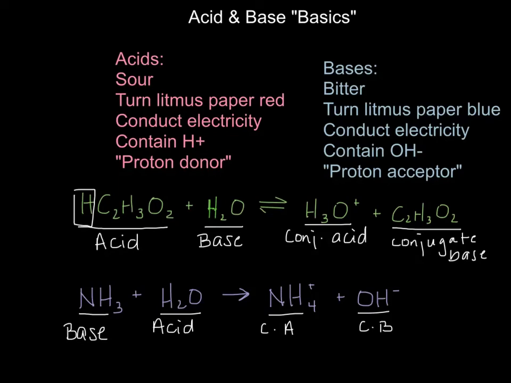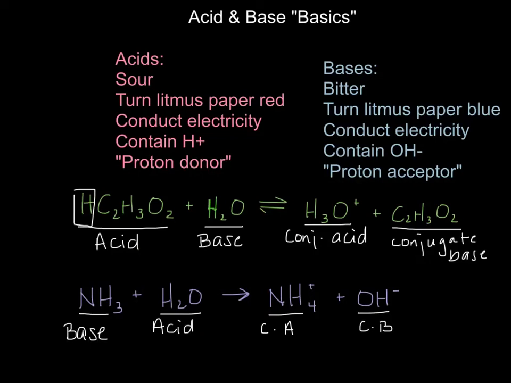The other thing to notice is that in this equation I had a double arrow because my acid wasn't a strong acid. So this reaction can go both ways. Not all of this acid is going to dissociate or break up in water. Down here I have a single arrow because NH3, which as I said before is ammonia, is a strong base. So it is going to completely dissociate.